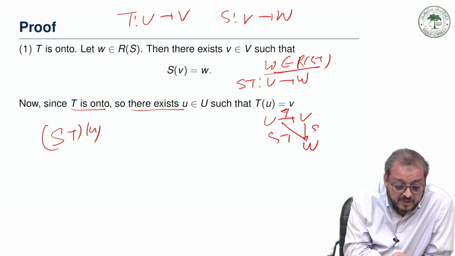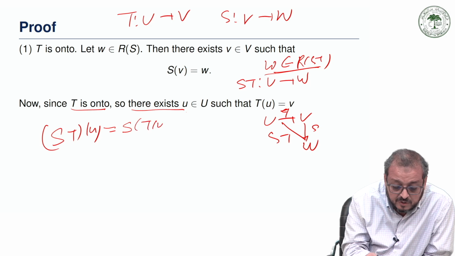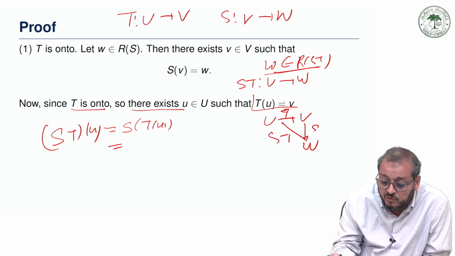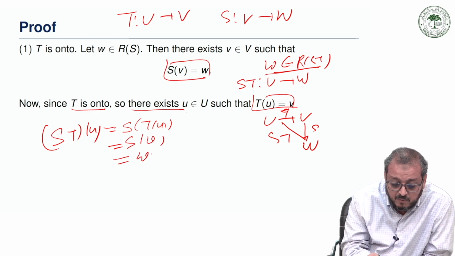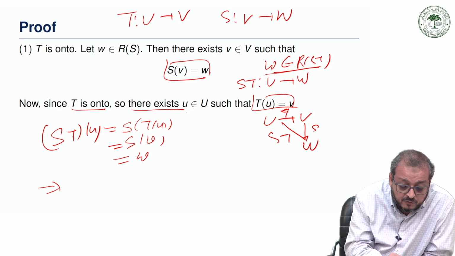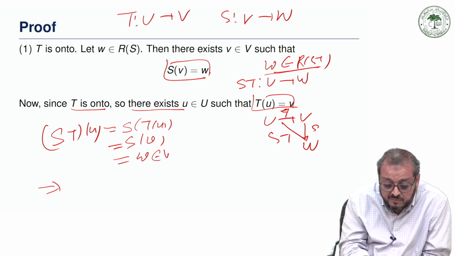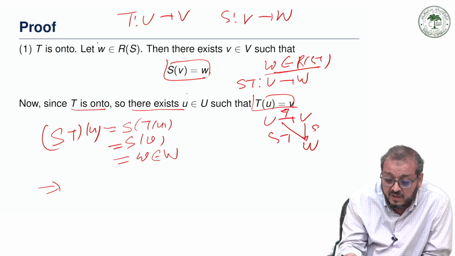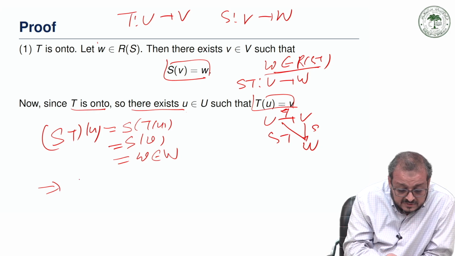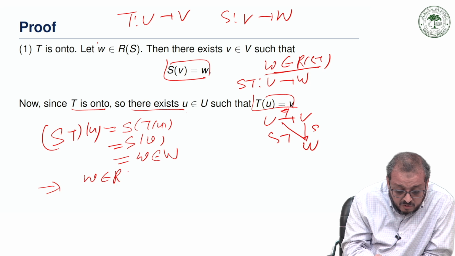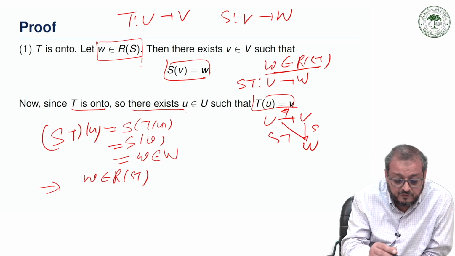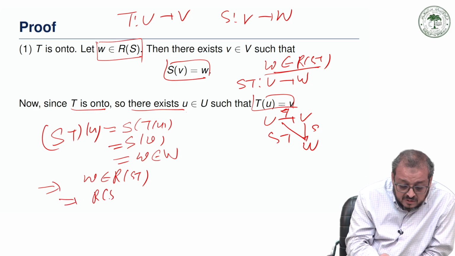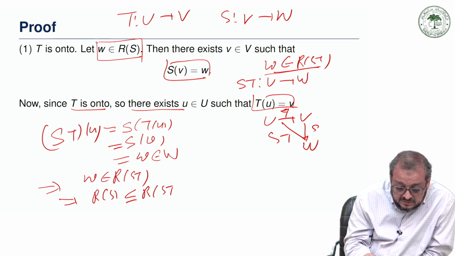So we take the image of the composition. By the definition of the composition map, this can be written as S of T of u. Because T of u is equal to v, this is S of v, and S of v is w. This implies that w, as an element of W, is an element of the range of ST, and we chose w as an element of the range of S. So this implies that the range of S is a subset of the range of ST.